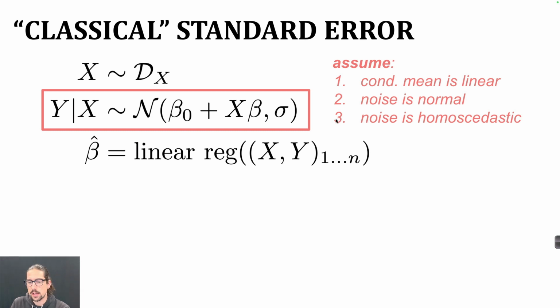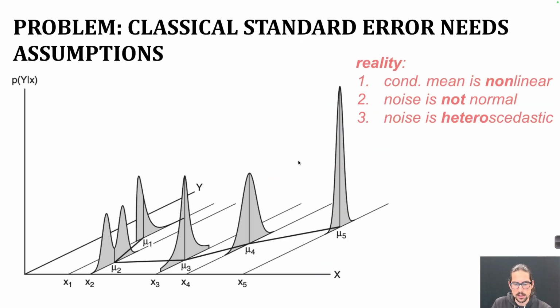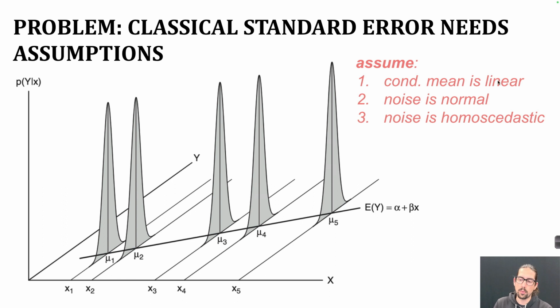And the third assumption is that the noise is homoscedastic. So this sigma here is a constant. It doesn't depend on the value of x. I'll show you what this looks like; we're going to get to this later. This is what these assumptions look like. At each value x of the predictors, we have a normal distribution, and that normal distribution has the same width for all the x's. That's what the homoscedastic assumption means.